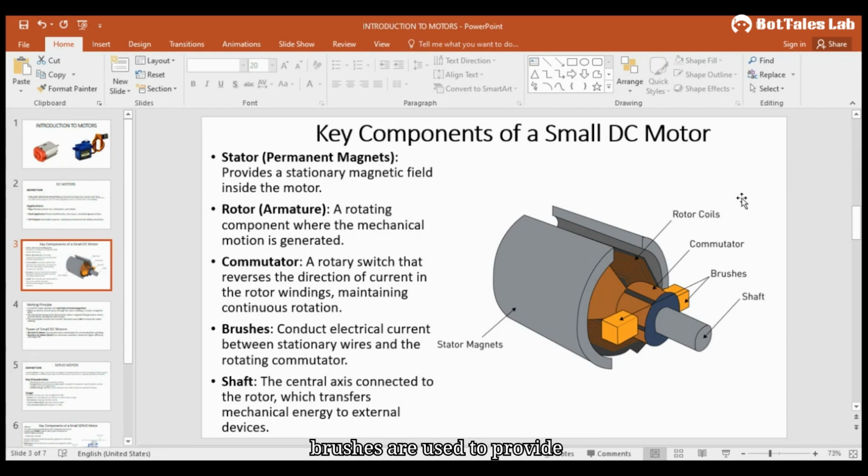And brushes are used to provide conductivity between the stationary wire and the rotating commutator, which helps in changing the direction. And the shaft is a device which provides that rotation to other devices. You can connect other devices like a fan or gear to this shaft which will help in rotation of other devices.